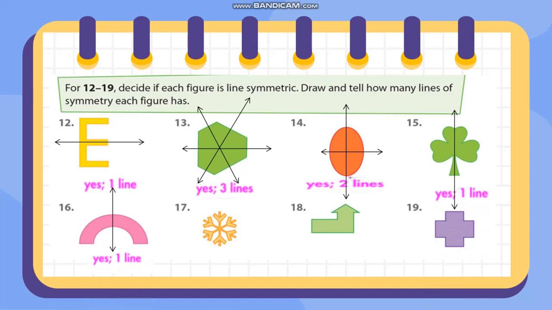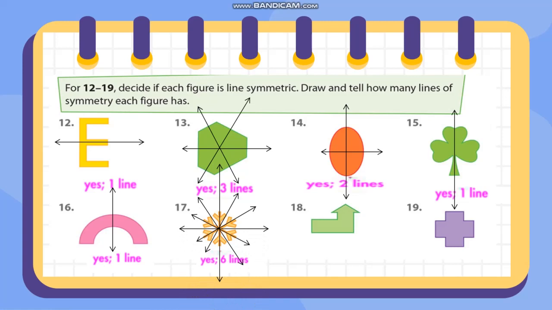Number 17, is that figure line symmetric? Yes, the answer is yes, and there are 6. So where are they? The first one is this. That is the first line of symmetry. The second one is this. It should be at the center, here at the center. Next, number 3, number 4, 5, and 6 lines of symmetry. So there are 6 lines of symmetry in question number 17.